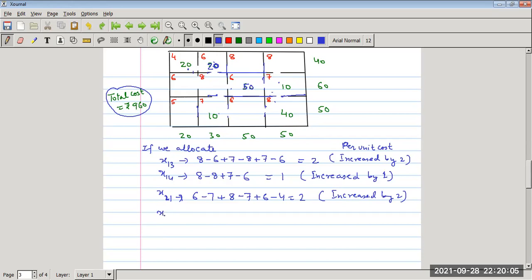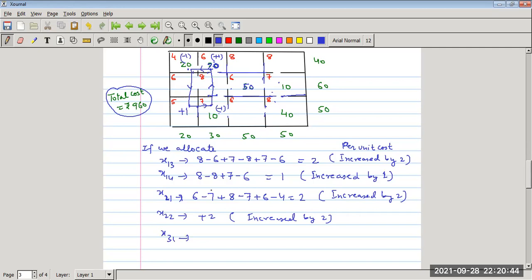So x22 is also increased by 2. Okay. Now we check this point. If we add one item in this point, then this forms a loop. If we allocate one item there, we have to reduce one item there, add one item there, and reduce one item there. Now, what is the net effect in the cost?